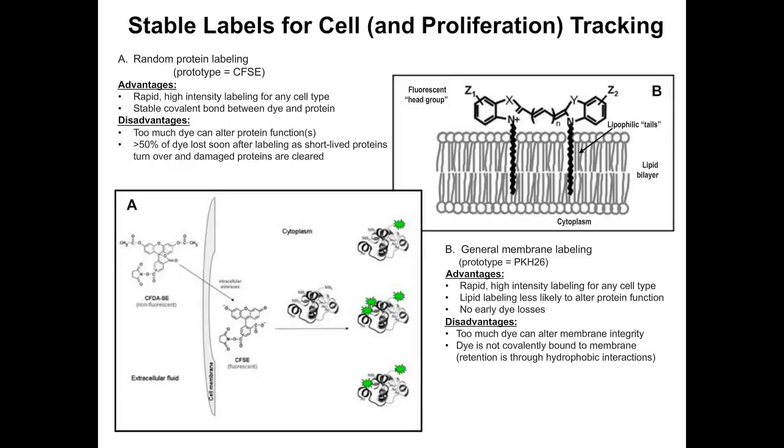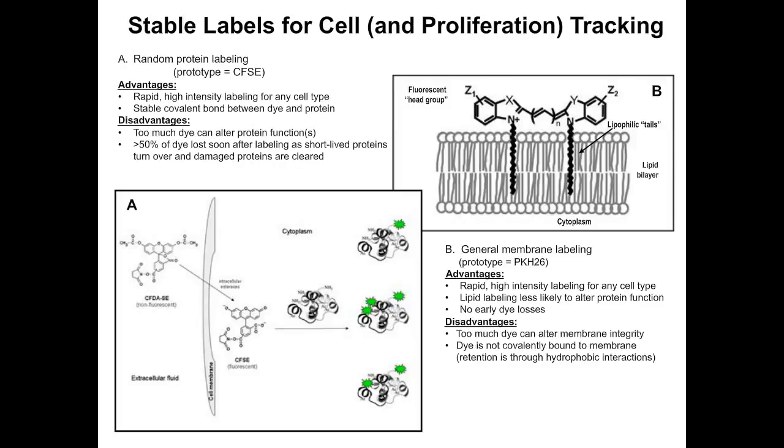The other type of dye is the membrane tracking dyes, and this is best exemplified by PKH26. These basically have long carbon tails that will intercalate into the membrane. It's not covalent, but the tails go into the membrane, and thus the cells become fluorescent. The staining is very rapid, probably occurring in less than a minute. And because of the length of the tails, there's very little, if any, loss of the dye from the cell.